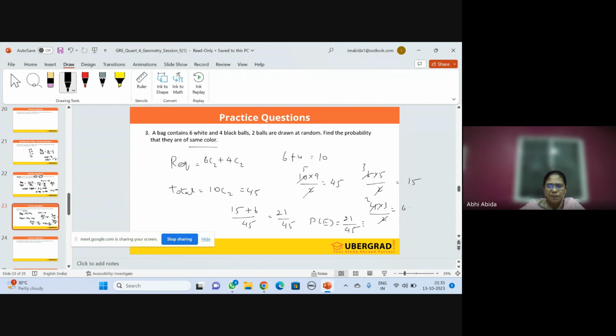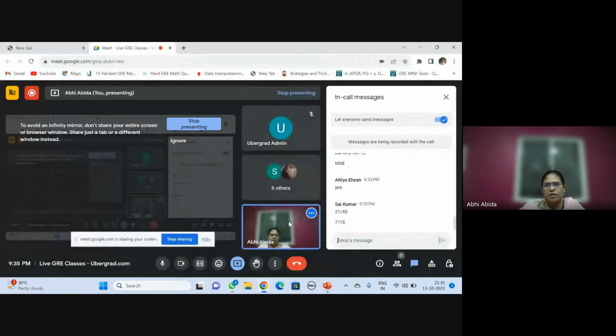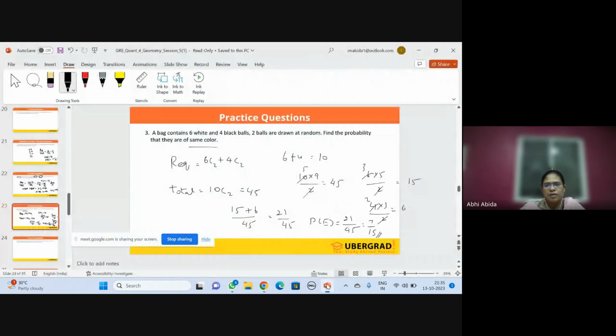Putting it in the simplest form: if options are given, it's very essential to make it the simplest form. So it will be 7 divided by 15. So this will be the final answer for that. Correct, 7 by 15.